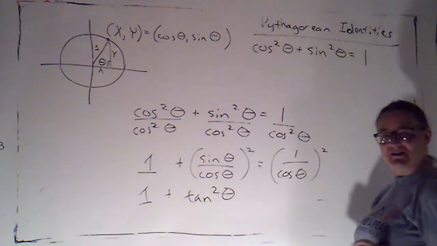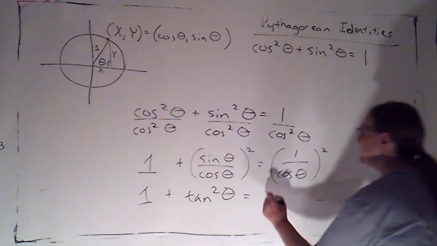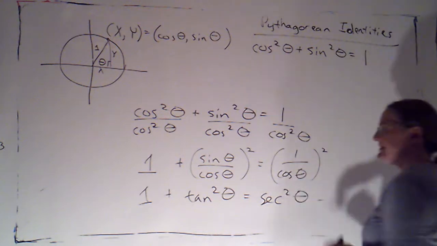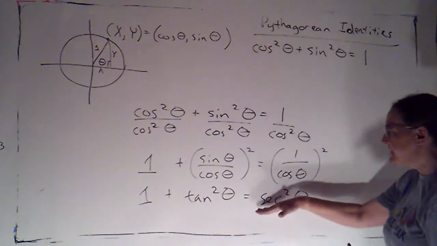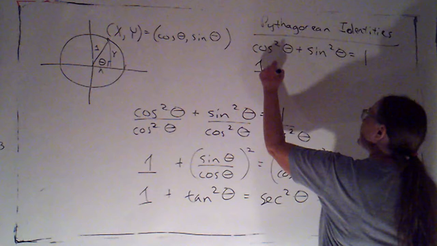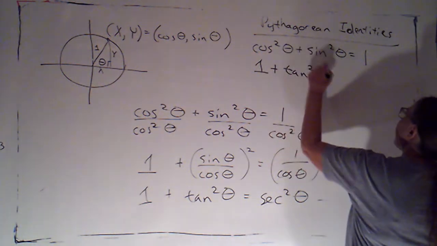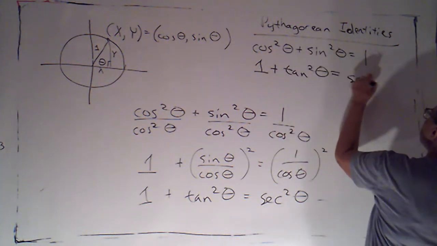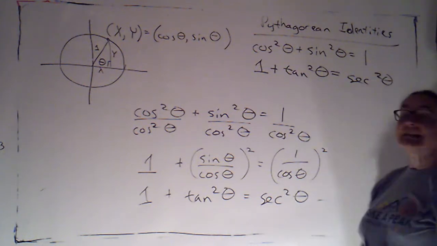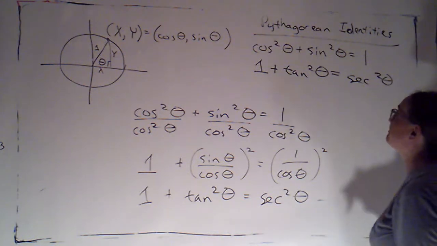So this is tangent squared theta. And the reciprocal of cosine, well, that's secant squared theta. So there's my next version of the Pythagorean identity: 1 plus tangent squared theta is equal to secant squared theta.